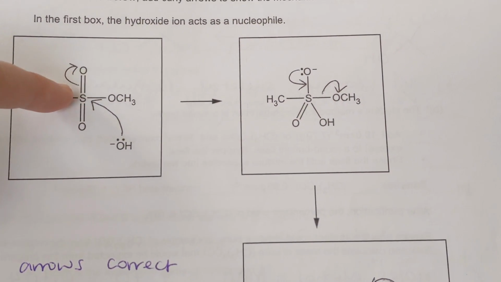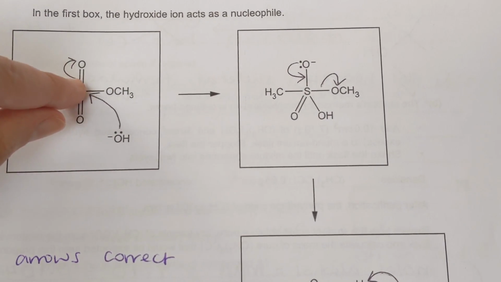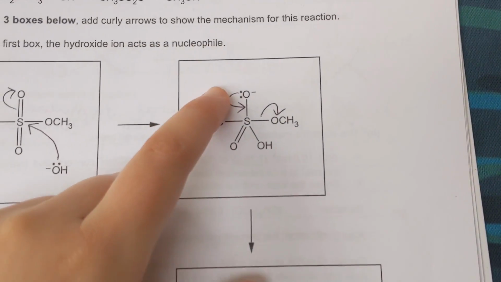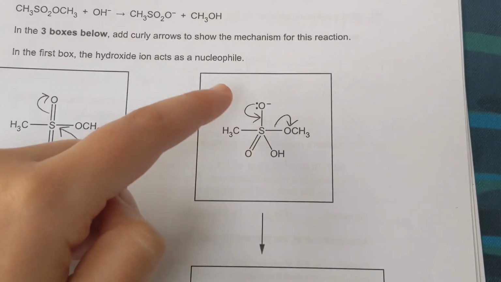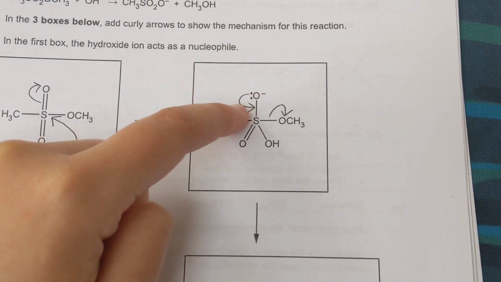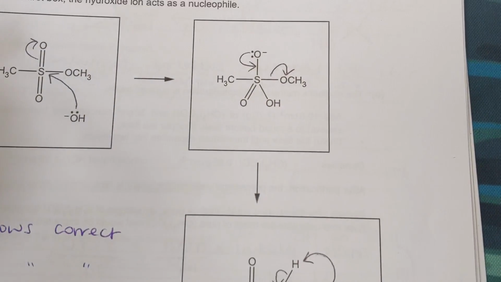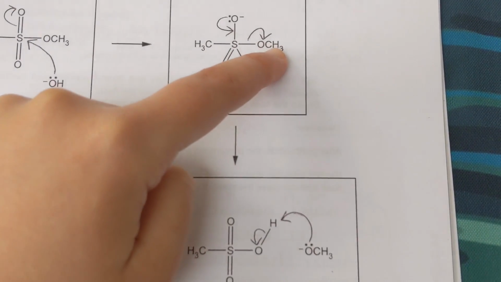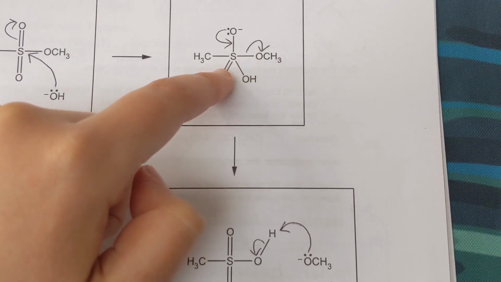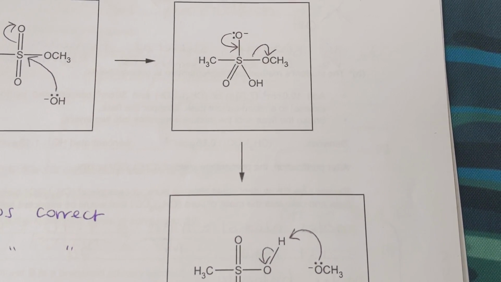So I'm going to make my arrow coming from the electrons in the double bond, going onto the oxygen. That's going to form that negative charge. Then over here, we need to reform that double bond. So I'm going to do my arrow from the lone pair of electrons and the negative charge to that sulfur oxygen single bond to reform that double bond. And we can see that that OCH3, that's disappeared on this one. So that bond needs to break. And I'm going to do my arrow from the sulfur oxygen bond onto the oxygen.